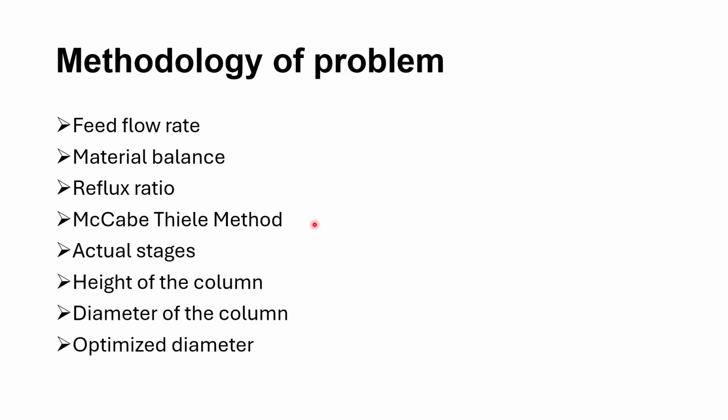Now, let us see the methodology of solving this problem. First, let us find the feed flow rate in terms of kilomole per hour, which helps us in getting the material balances. We have to calculate the flow rate of the bottom product, the flow rate of the top product, and the flow rate of the feed from the purity given, and the reflux ratio, from which we can construct the operating lines of the top section and the bottom section. For the McCabe method, you find the number of actual stages, height of the column, diameter of the column, and the optimized diameter.